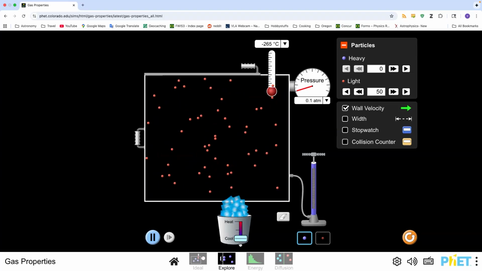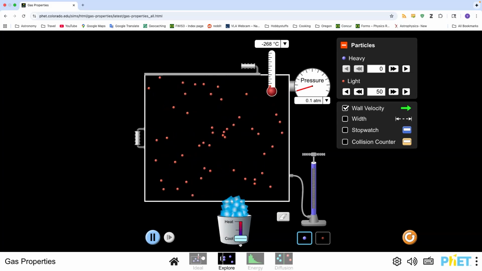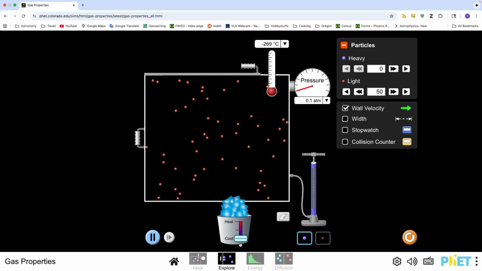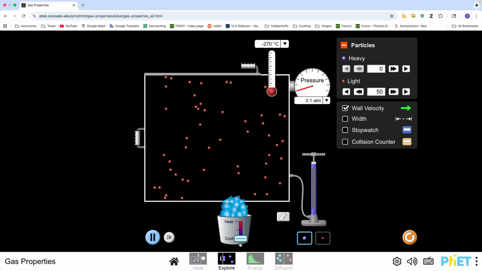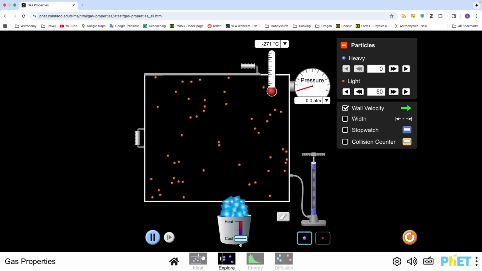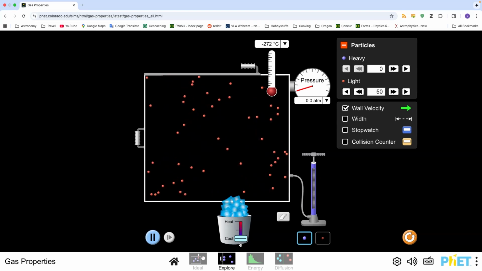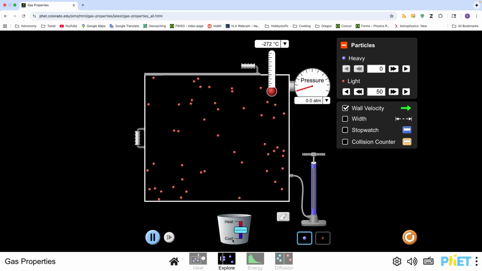Basically, you need some temperature in thermodynamics to have these particles interact with each other, is what this means. And yeah, when you get down, this is basically right above absolute 0. Particles are barely moving.